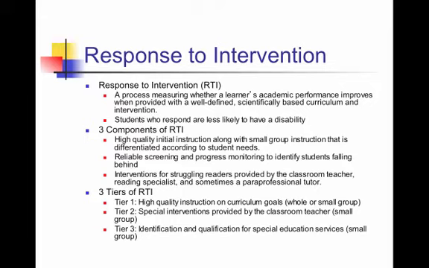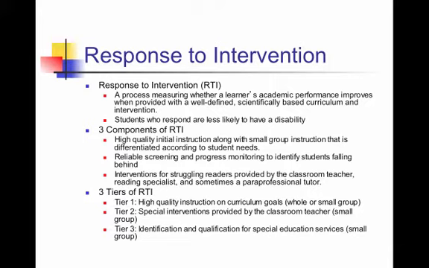Along with the three components of RTI, what you really must know about it are the three tiers. In this particular course, EDUC 436, you're going to hear me talk about tiers in two ways. One is in relation to RTI, and one is in relation to designing differentiated instruction lesson plans. In relation to RTI, there are three tiers.